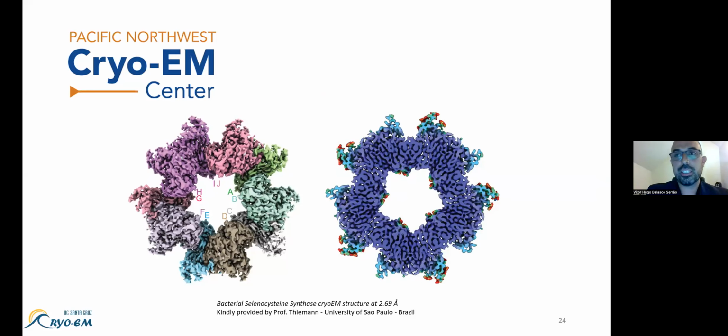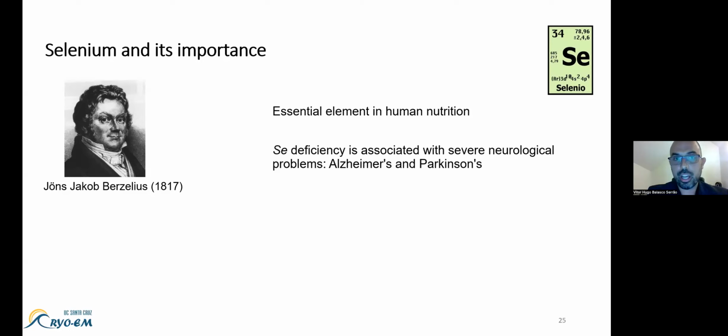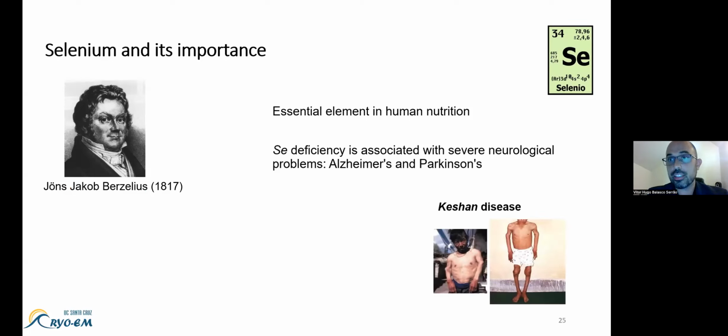But before going deep into the structure, I would like to give a brief introduction about selenium and its importance. It was discovered by Berzelius a long time ago, and it is essential to human nutrition. And the selenium deficiency is associated with some neurological diseases, such as Alzheimer's and Parkinson's. But the major disease that selenium deficiency can cause is called Keshan disease. It's an endemic disease in China because the soil is very, very poor in selenium concentration.